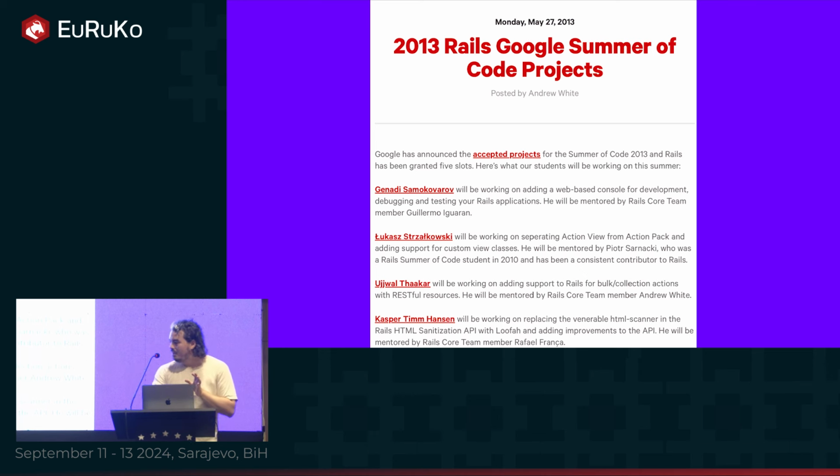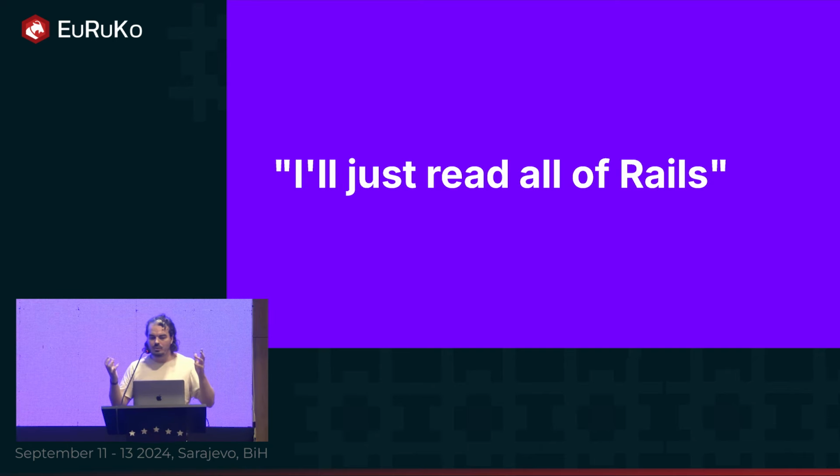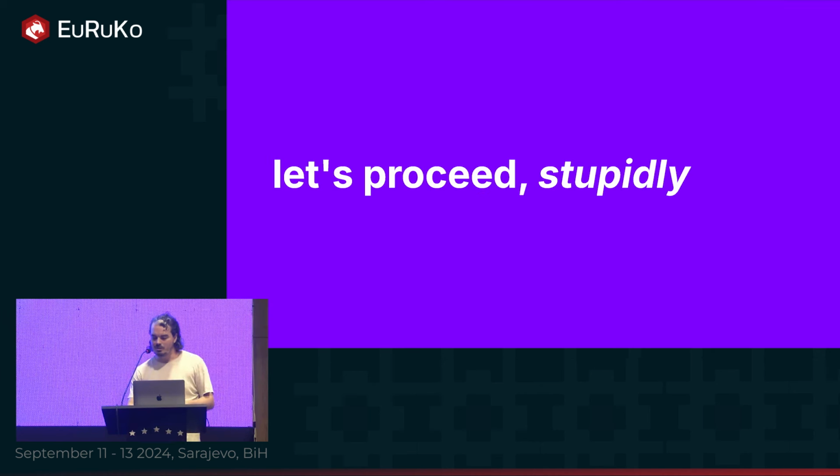So as prep, I figured I'll just read all the Rails. It'd probably be easy, right? I'll just start from one end and read all the way through. I'll just read ahead of time and it'll be fine. But then even in 2013, there's a ton of code in there. So I don't know why I thought this was possible. It was just, being a junior, I guess. So when I showed Tom, a friend of mine, he basically described it as what a truly dumb heroic endeavor. And I really like that phrasing for it. But anyway, I want to replicate what that actually looked like, just a starting point of it. So I think we should just proceed, basically.